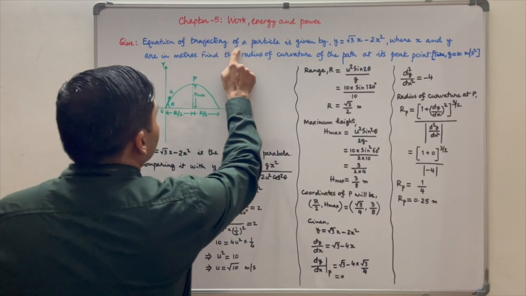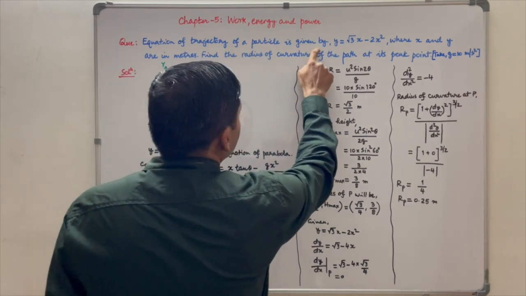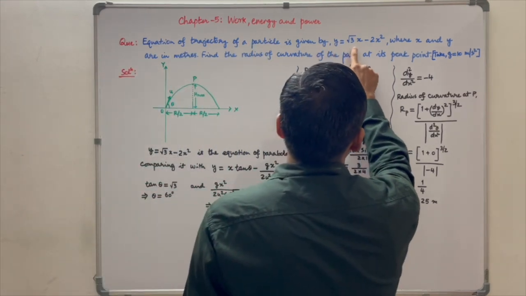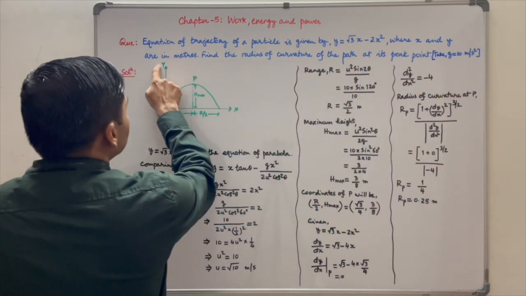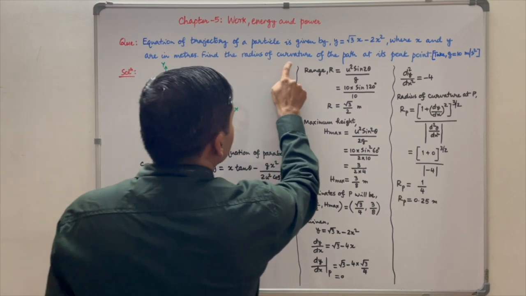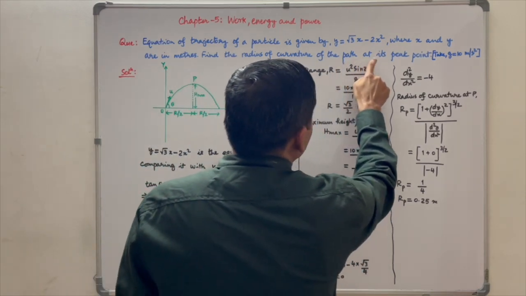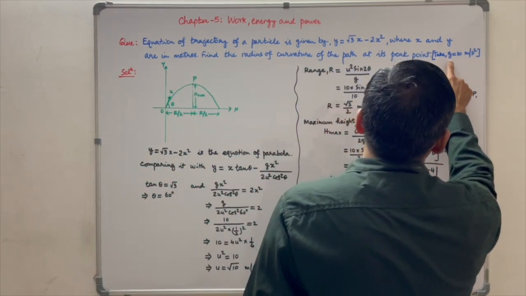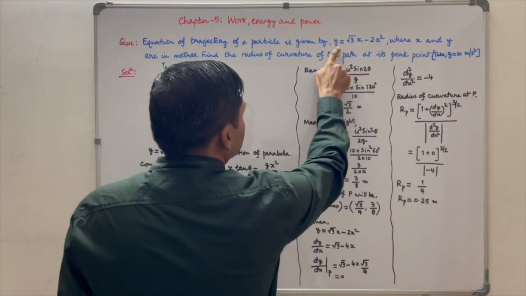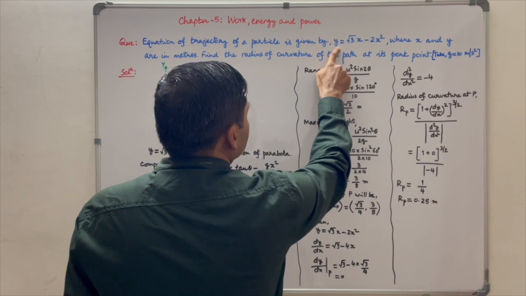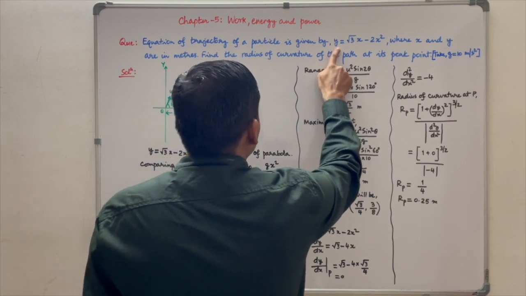The equation of trajectory of a particle is given by y is equal to root 3 x minus 2x square, where x and y are in meters. Find the radius of curvature of the path at its peak point. Take g is equal to 10 meter per second square. By just looking at this equation, we can say that this is the equation of a parabola.